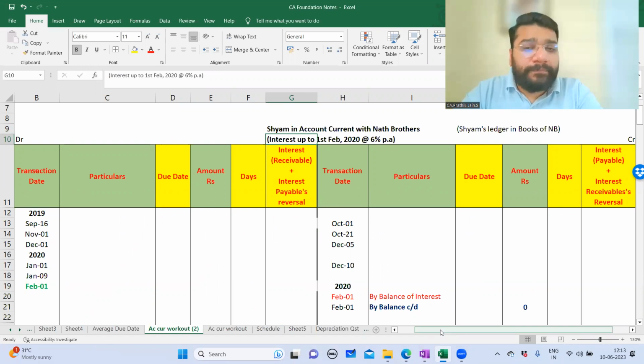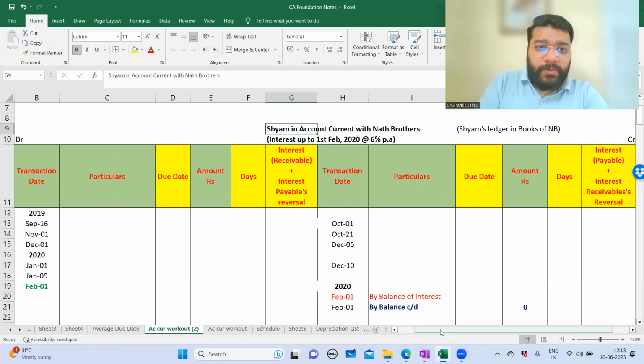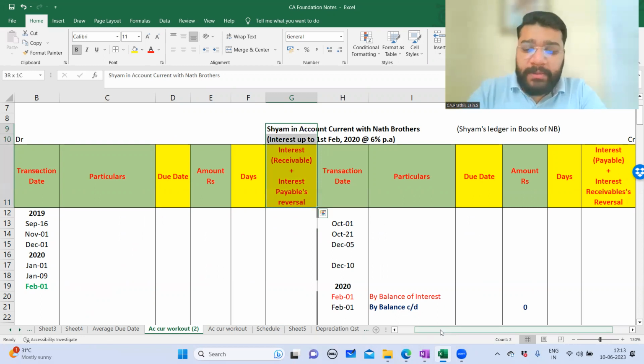Done? So first line, second line, and the format. Done or not done, people? So, one minute.